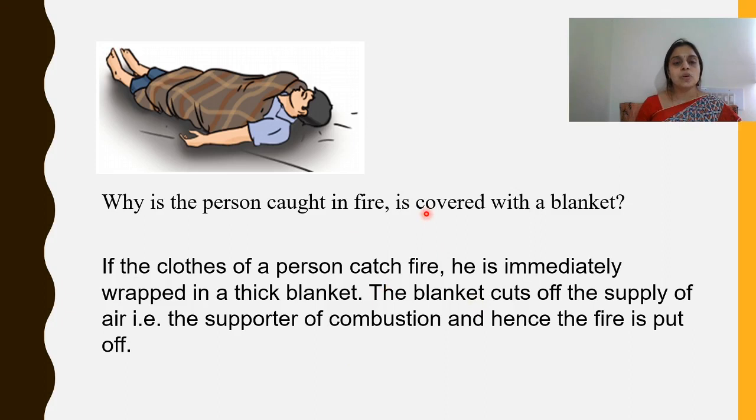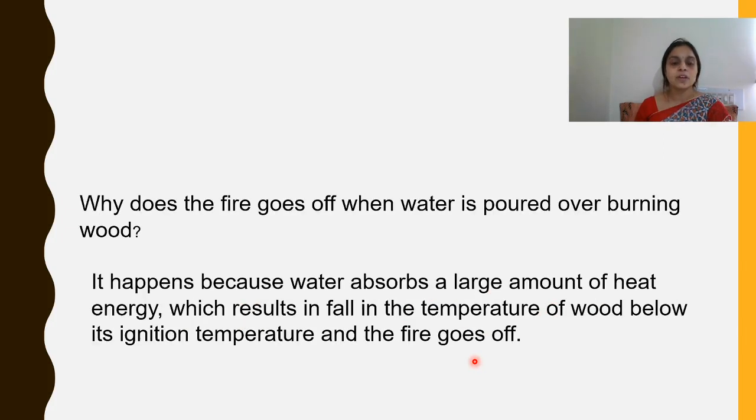Why is a person caught in fire covered with a blanket? If the clothes of a person catch fire, the person is immediately wrapped in a thick blanket. The blanket cuts off the supply of air, which is a supporter of combustion, and hence the fire is put off. Why does a fire go off when water is poured over burning wood? It happens because water absorbs a large amount of heat energy, which results in a fall in the temperature of the wood below its ignition temperature, and the fire goes off.